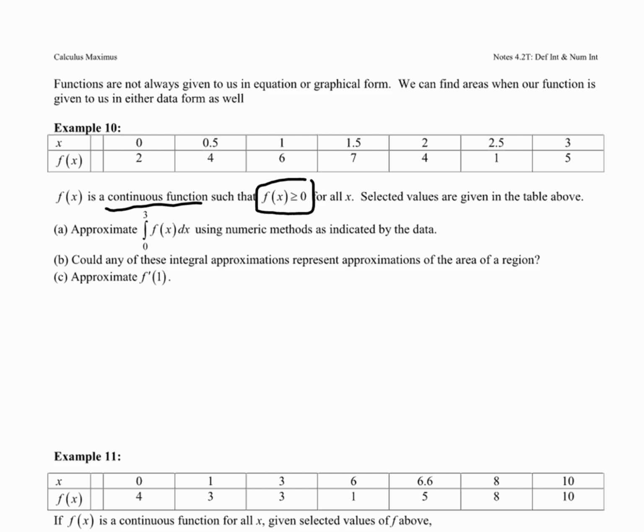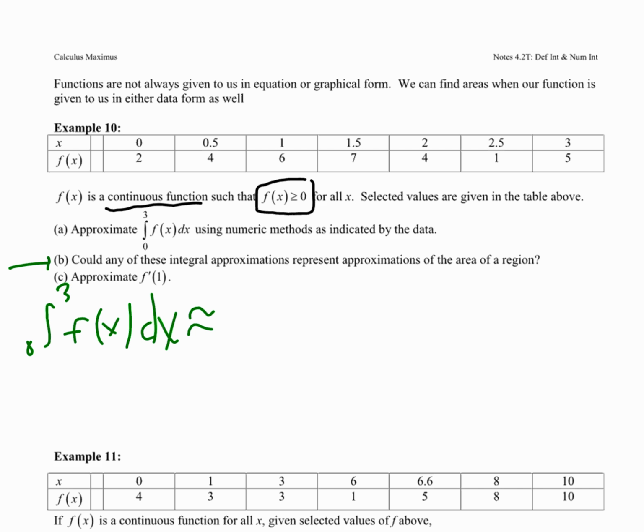All right, approximate 0 to 3. So we're going to say, hey, 0 to 3, this integral, we're going to approximate using numeric methods as indicated by the data. So we're going to try to figure this out. Now remember, it's non-negative. So area is the same as the integral. Oh, I just answered part B. Yes, the integral approximations could represent approximation of the area because f is non-negative.